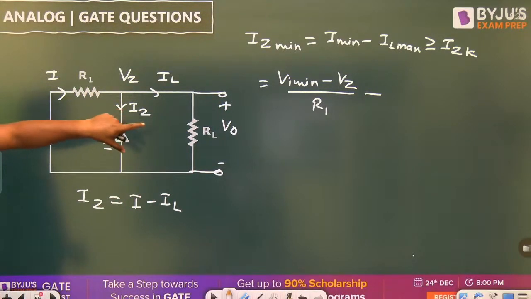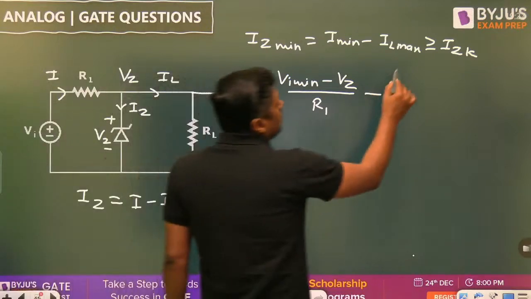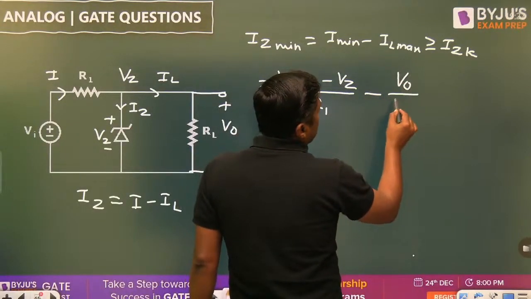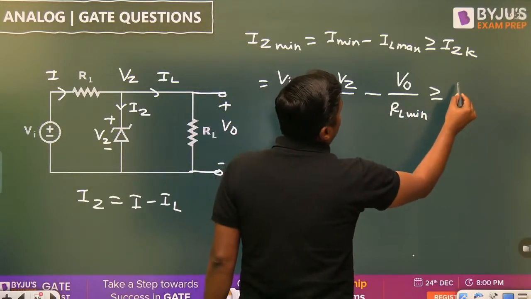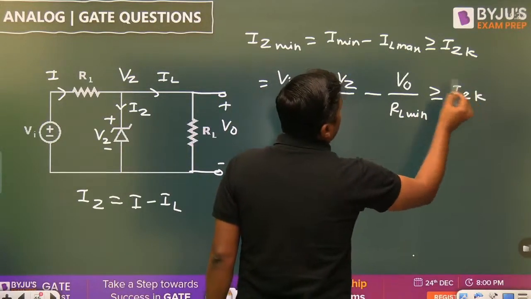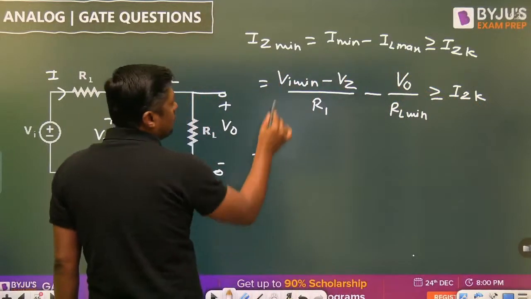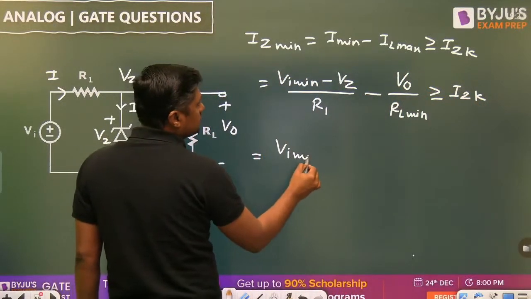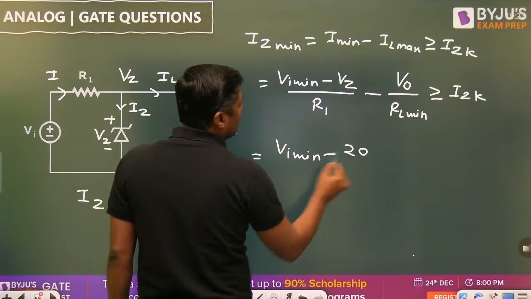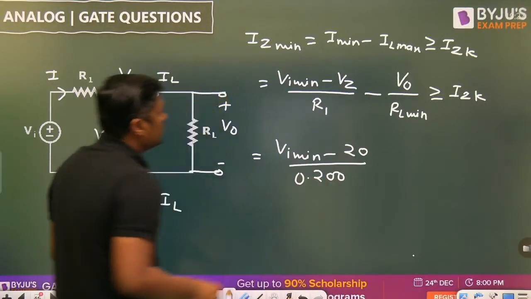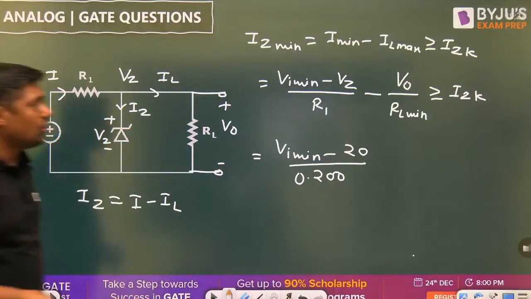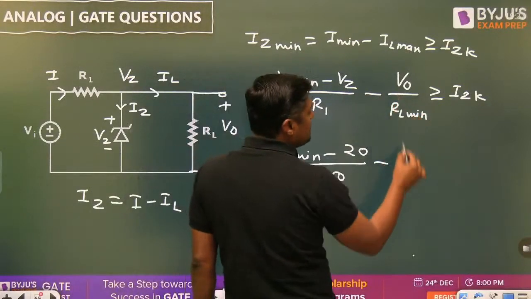So what is the current? V naught, that is nothing but Vz upon RL minimum. But the fixed value of RL is given, and IZK. That is the standard formula. So V naught is equal to Vz. Now you have to find the Vi minimum. Vz is 20 volt. R1 is 200 ohm, which means 0.2 kilo ohm, minus V naught, which is Vz, 20.